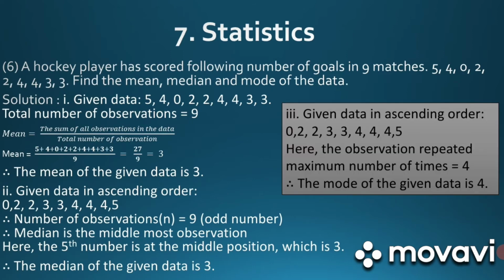Now let us find the mode. Subdivision 3. The given data in ascending order is 0, 2, 2, 3, 3, 4, 4, 4, 5. Here the observation repeated the maximum number of times is 4. Therefore, the mode of the given data is 4.